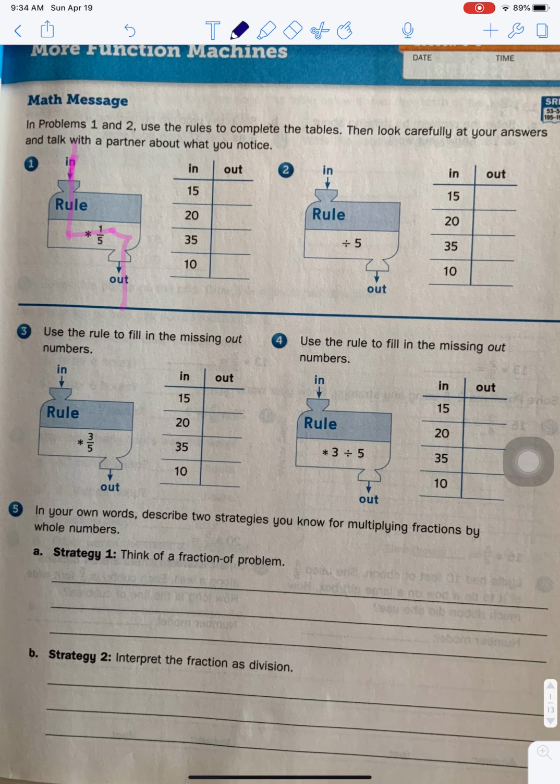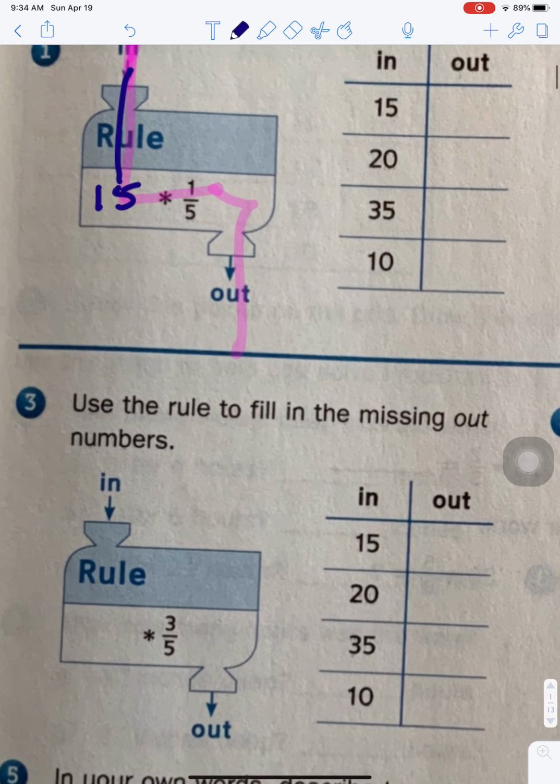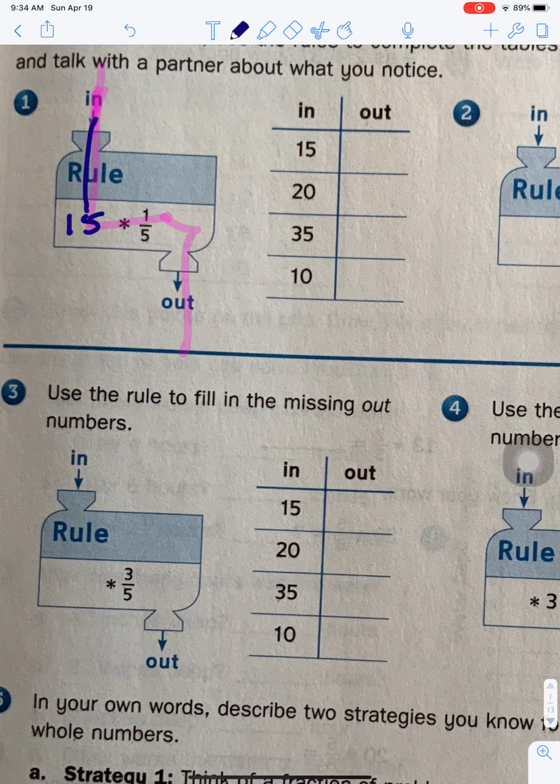And the first one says that if we put in 15, so we'll pretend that this is 15, we multiply that times 1/5. And so if we take 1/5 of 15, what we're going to do is think to ourselves 15 divided by 5 equals, and for this will be 3. The next one is in goes 20, and so if we have 20 times 1/5, we can think to ourselves 20 divided by 5. Out would come 4.